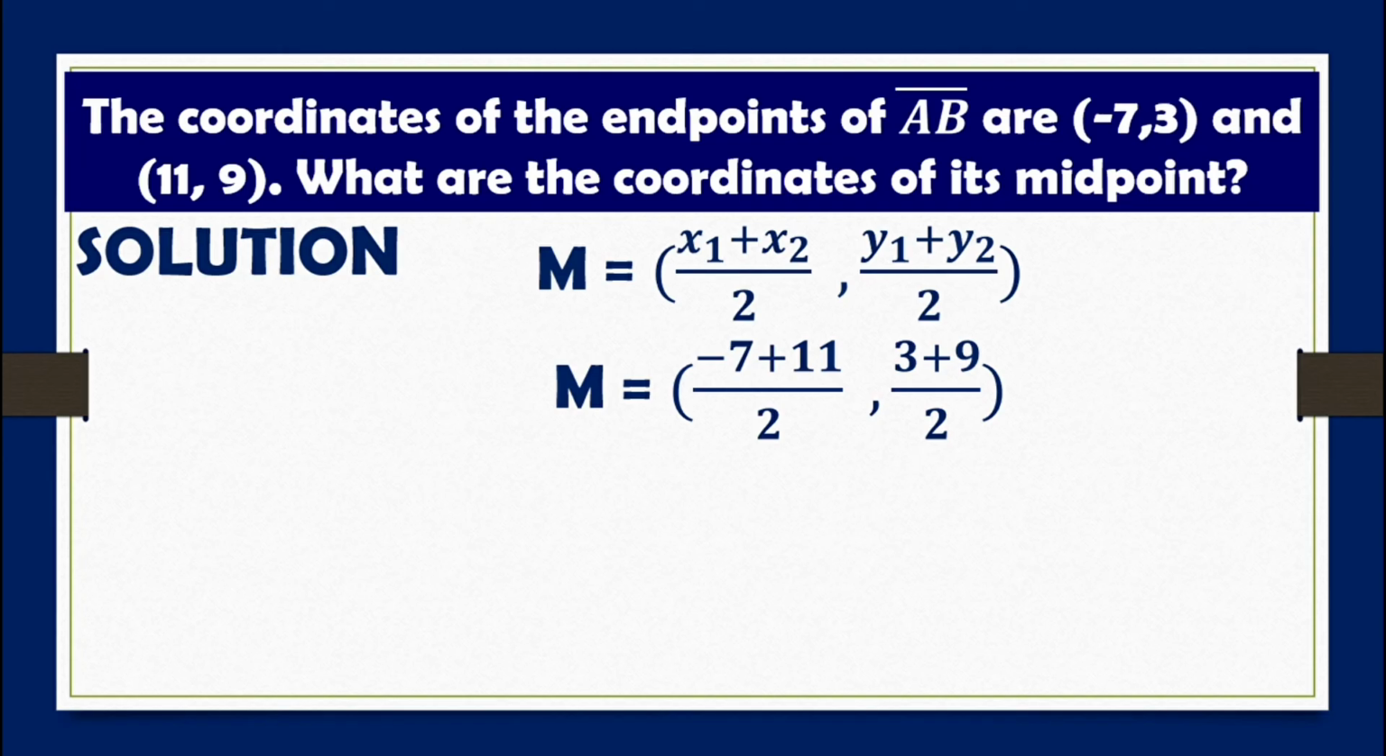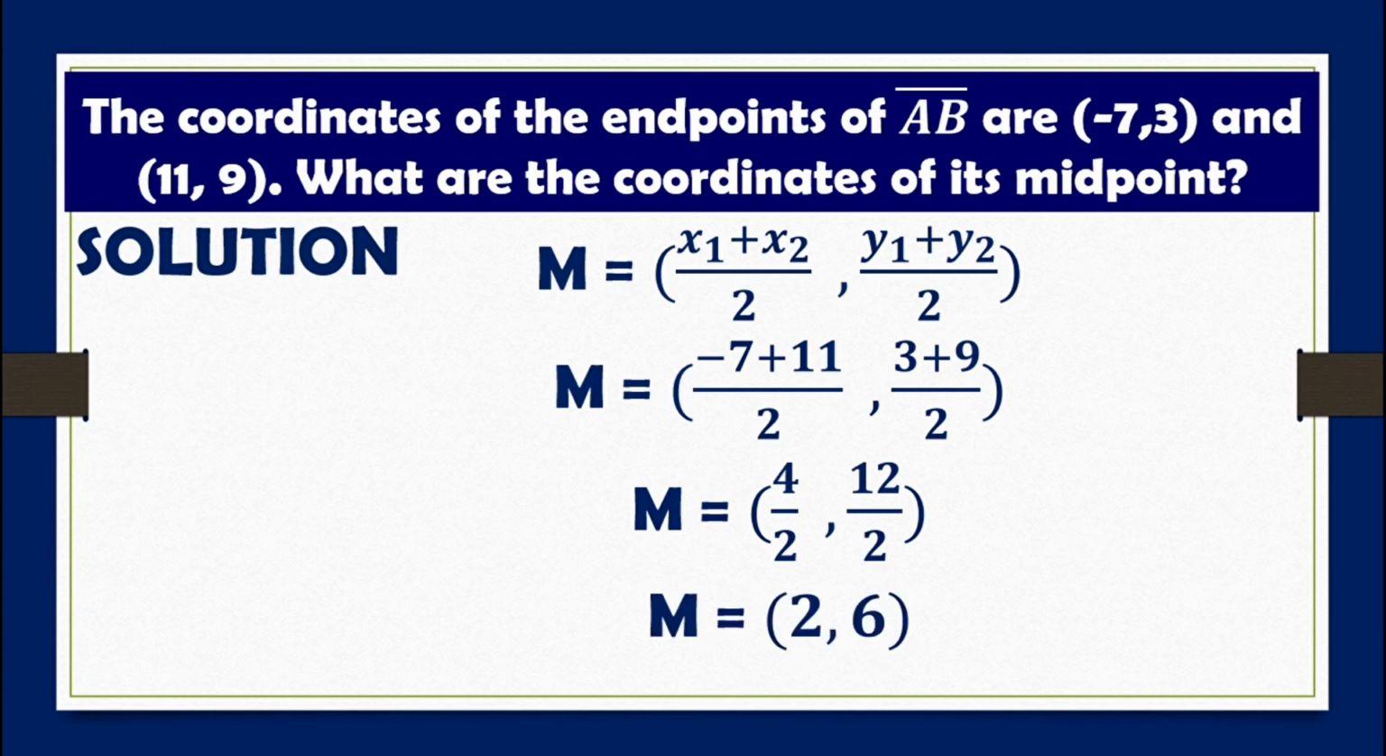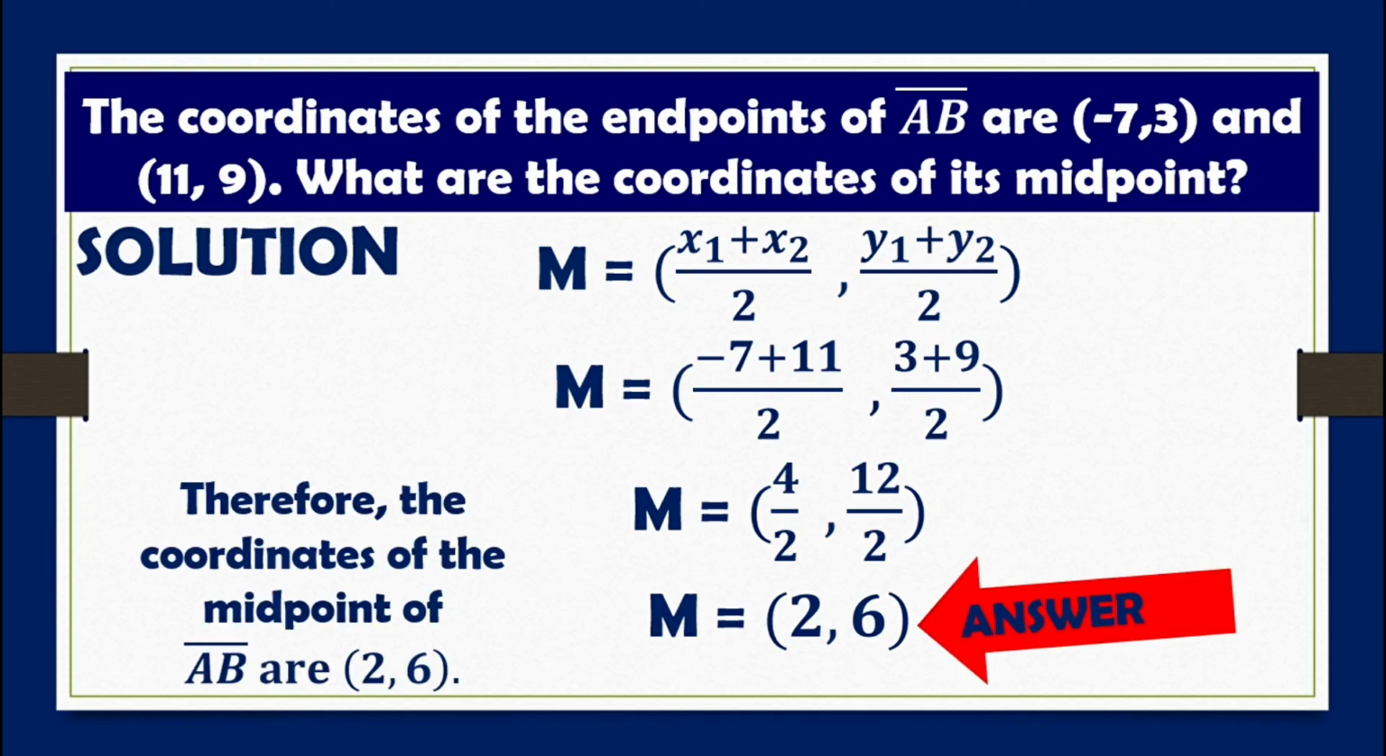To simplify, first, our x coordinate, negative 7 plus 11 all over 2, that is 4 over 2, while simplifying 3 plus 9 over 2, that is 12 over 2. So 4 halves is equal to 2, and 12 halves is equal to 6. Therefore, we can consider that the midpoint of segment AB is 2 and 6.